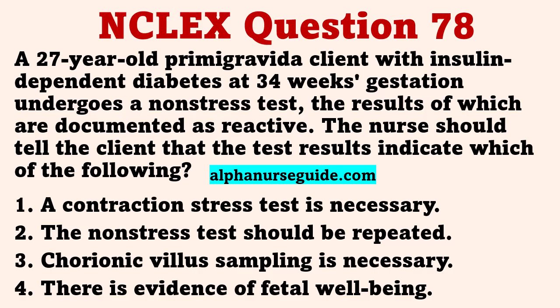However, contraction stress tests are commonly scheduled for pregnant clients with insulin-dependent diabetes in the latter part of pregnancy and are repeated periodically until birth. Chorionic villus sampling is usually performed early in the pregnancy to detect fetal abnormalities.